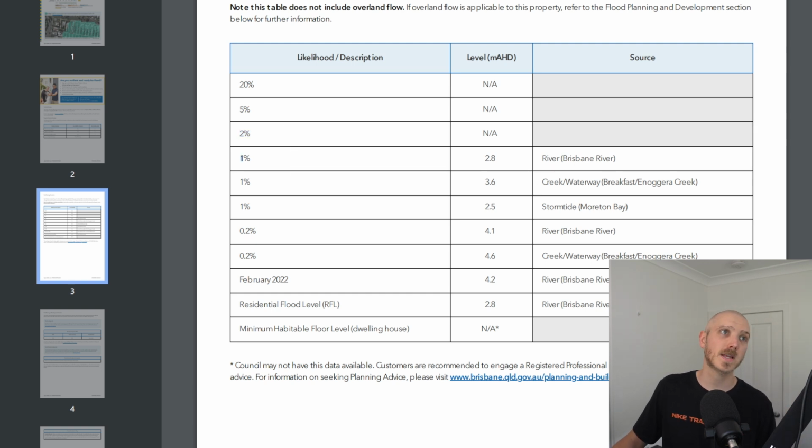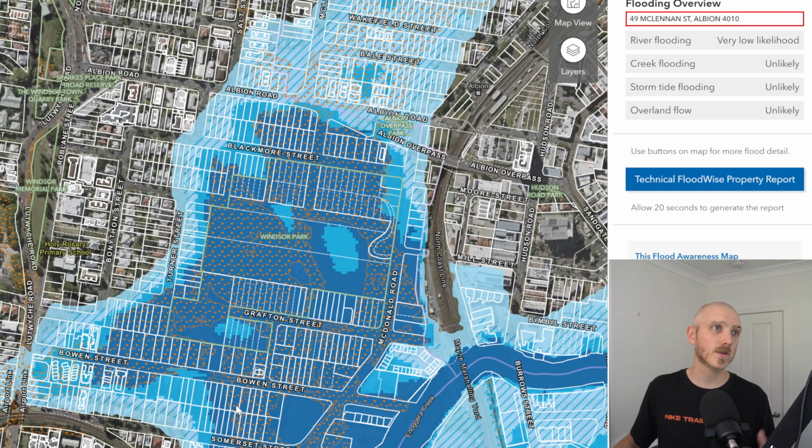I only really would consider properties with a sub 1% chance of flooding in any given year. So it's pretty straightforward. Take a look at the maps, run a flood report for your specific property. Let's take a quick look at Logan City Council because there are some cases where flood mapping isn't 100% accurate.